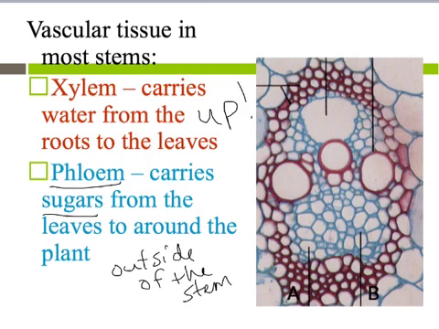So this is xylem. Xylem goes up, phloem goes down. Another way I remember this is that phloem carries food. They both have that F sound, even though this is PH. They both have that F sound. Phloem, food. Phloem, food.